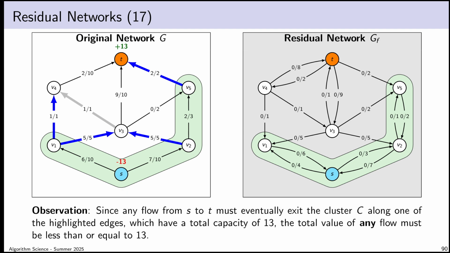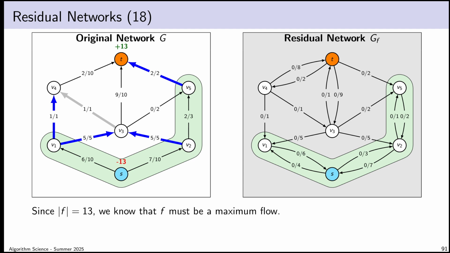So since any flow from S to T must eventually exit this cluster C along one of the highlighted edges, these are the only edges leaving the cluster, and the total capacity of these edges is 13 and all of them are saturated, the total value of any flow must be less than or equal to 13. Since I currently have a flow of value 13, that means it's maximum. I found maximum flow. So we now know that F is a maximum flow.